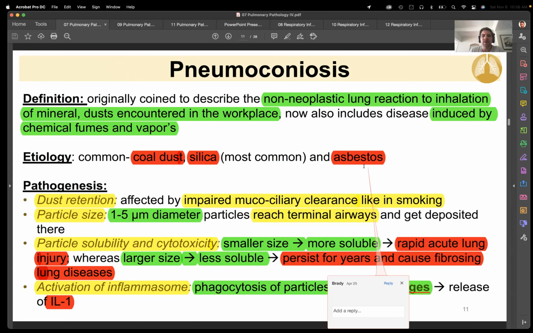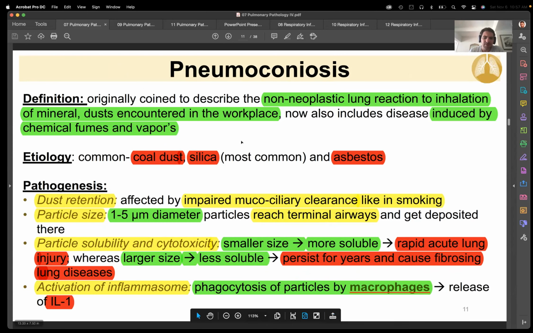So coal dust, silica, and then asbestos, as you know, leads to mesothelioma. But these are, a lot of times, occupational hazards as well. You can see that. Especially with asbestosis, it may not show up for like 40 years after you're exposed to it.